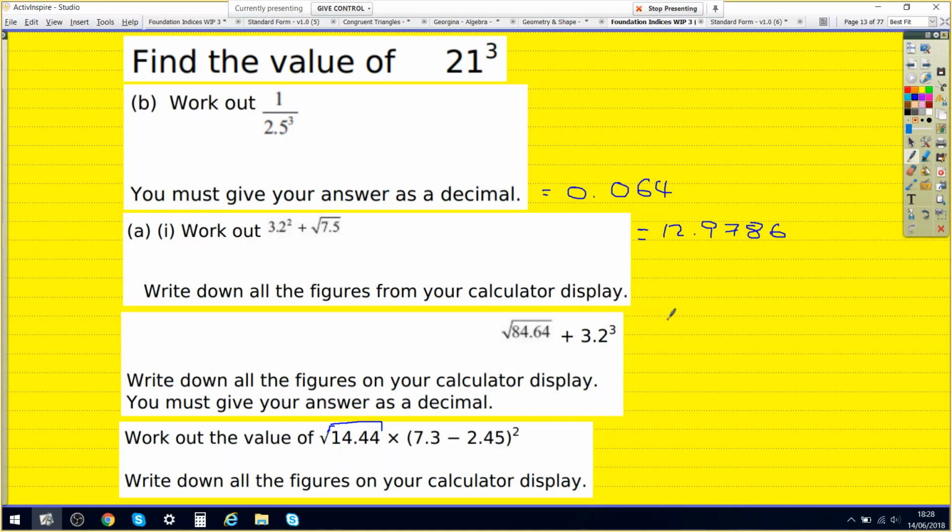1843 over 100. And it wants it as a decimal. 18.43. And is that all the numbers? Yeah, okay. That's what came up. Okay. Any questions about anything there? No. Okay.